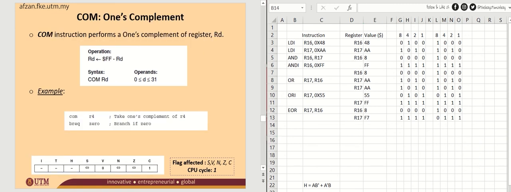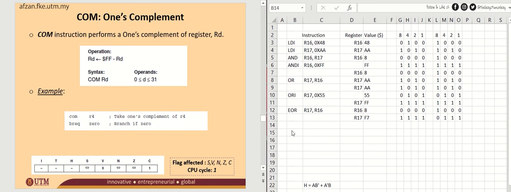Next, the next instruction is COM. COM stands for one's complement, also known as first complement. This instruction performs a first complement of a register RD. The syntax is COM RD, where RD can be from R0 to R31. You see the operation here, FF minus RD.